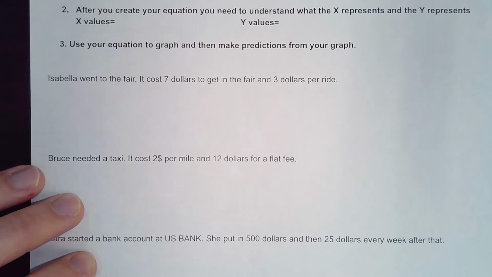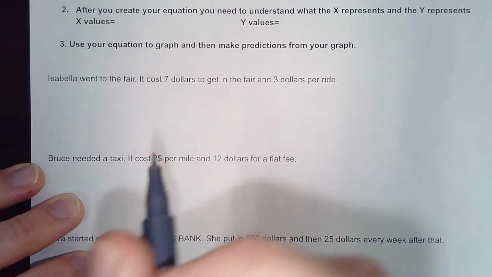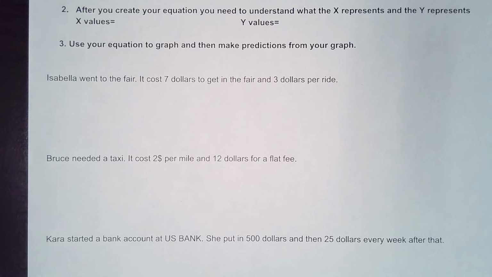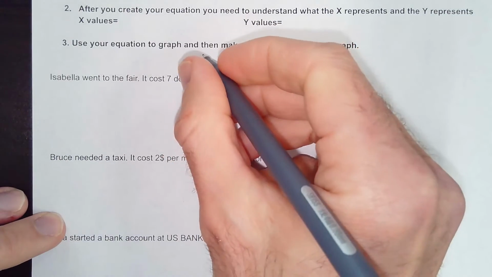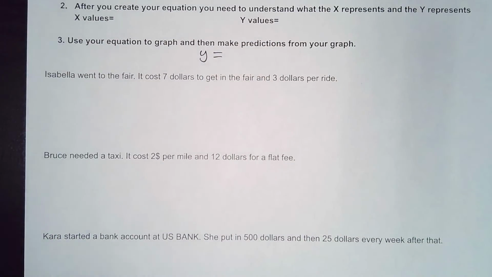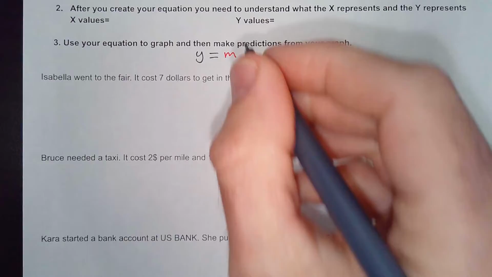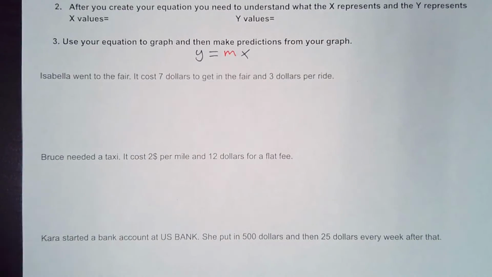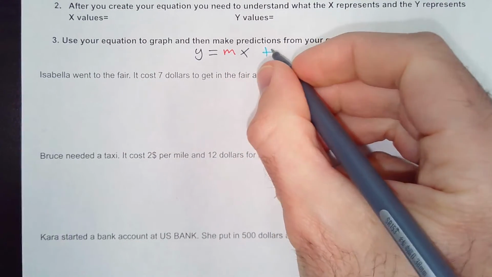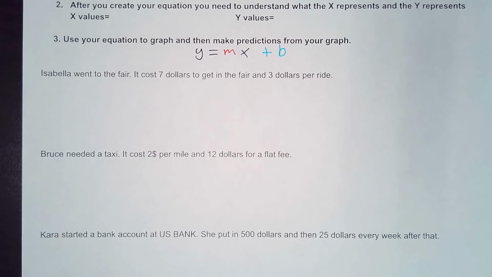So let's read this. Isabella went to the fair. It cost $7 to get in. Here, let's write our equation before we start this. So y equals mx plus b. So let's read through this problem and see what we think.